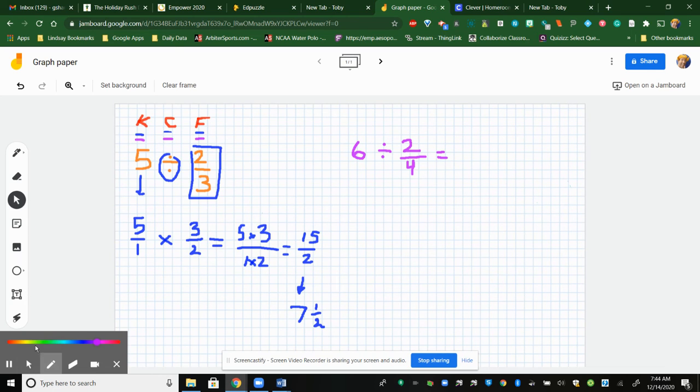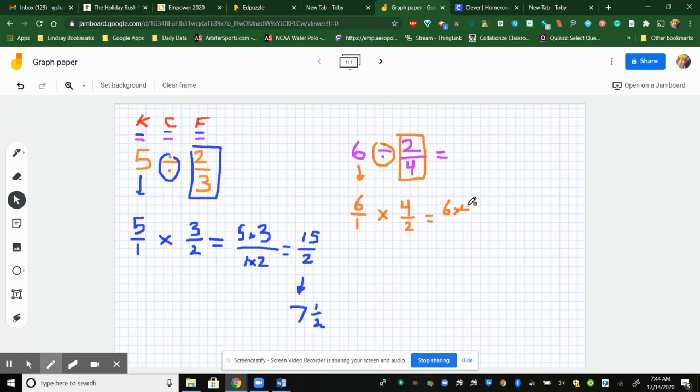Okay, so let's see how we did. We're going to keep 6 as a whole number, but represent it in fractional form. So this is going to be 6 over 1. We're going to change division to multiplication. And we're going to flip 2/4 and make it 4/2. And now we're going to multiply across. So we'll have 6 times 4 over 1 times 2.